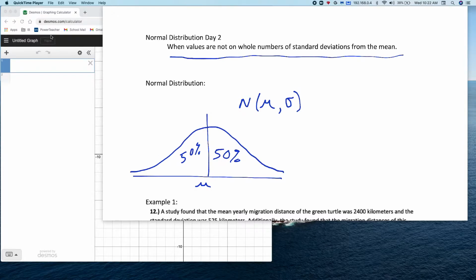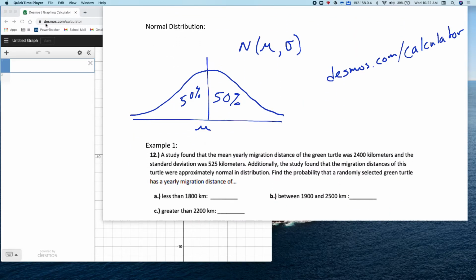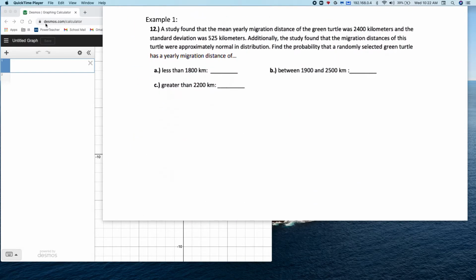You can see it up here. You're going to need to know desmos.com/calculator. Back when your parents were maybe in school, they had to look it up in tables in the back of a book or something like that, but you guys are going to use a calculator. So it's this kind of a question right here.